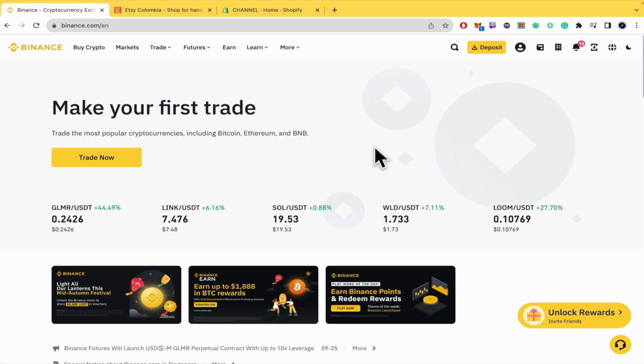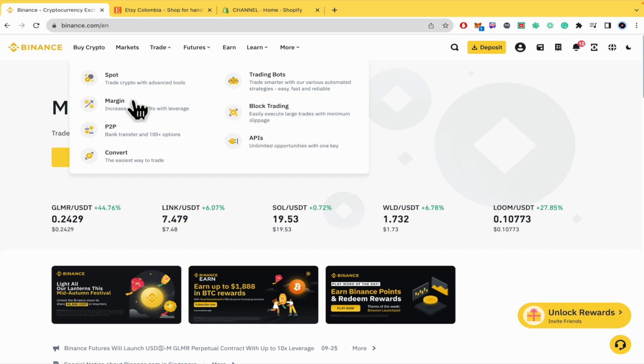So this is pretty simple. First of all, I recommend you to convert the token or the money you want to sell to USDT because it's going to be easier to find a person in the P2P option and section if you want to sell the USDT.